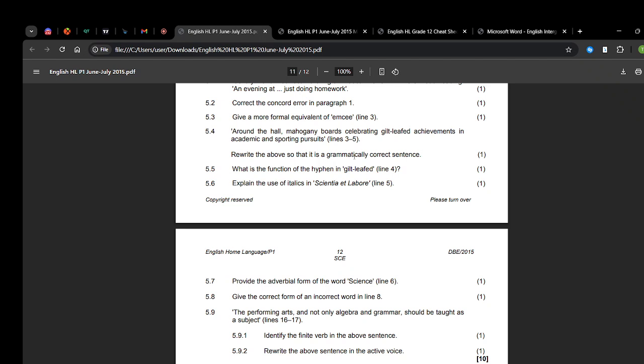Sir, can I say "around the whole, mahogany boards celebrate gilt-leafed achievements in academic and sporting pursuits"? So okay, instead of "celebrating," I say "celebrate." Yeah, 100%, or "celebrated." That is an issue. The "celebrating" doesn't sound right. So I would take "celebrated," but I'm sure you get a mark for "celebrate" as well. 100%. And if you guys are good with language, anyone wants to add?